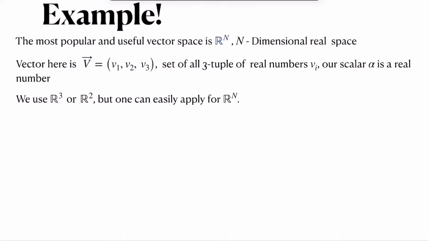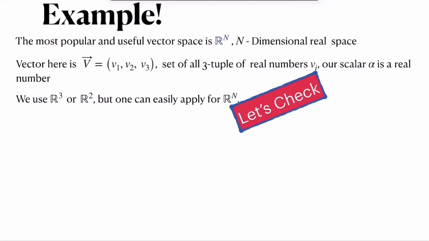So the element of R3 is a tuple of three real numbers, and the scalar alpha is also a real number. So this constitutes a full vector space, the set of all real three-tuples, which would be our vector space. Or in the case of R2, it is two-tuples which constitute a vector.